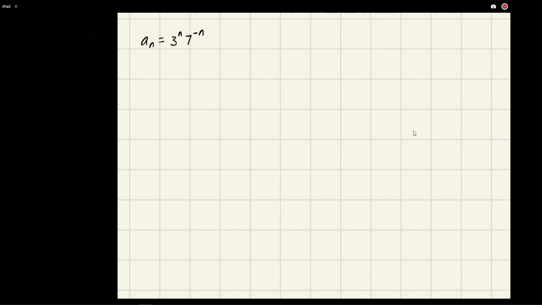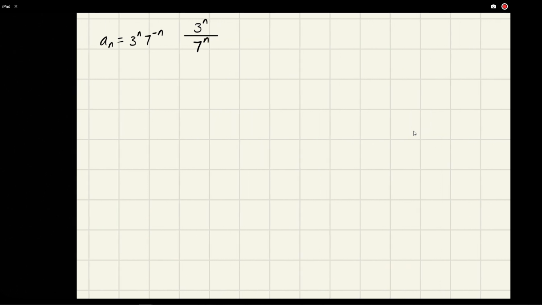Eric Burgess here, and we have been given the sequence a_n equals 3 to the n times 7 raised to the negative n. Now, looking at this, we say, well, this thing can be rewritten in an equivalent form, right? We can rewrite it as 3^n over 7 raised to the n. And then we can factor the n out and write it like this, (3/7) raised to the n. So these are all equivalent.